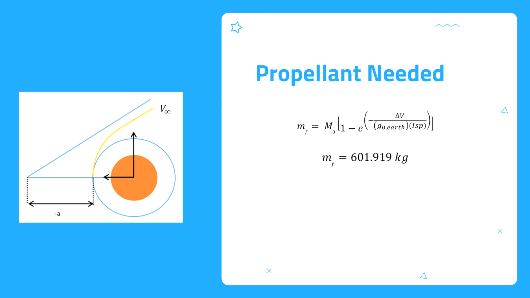By the same formula that we used for part 1 before, we can calculate the propellant mass needed to enter the circular parking orbit of Mars, which is given here. It's about 602 kilogram.